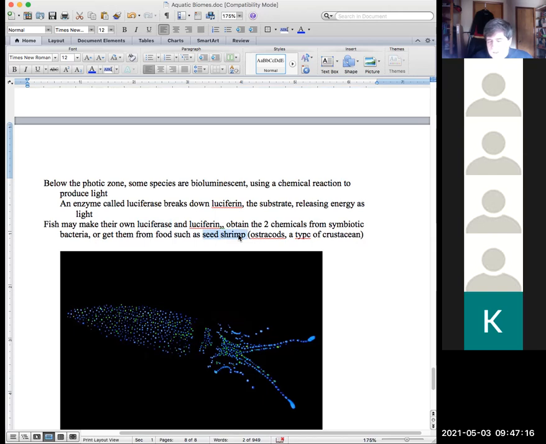But this is the reaction that produces this glowing. Notice that there are some protista that can do this as well.